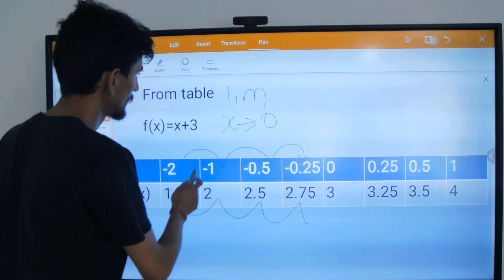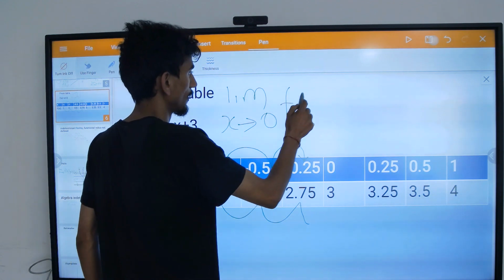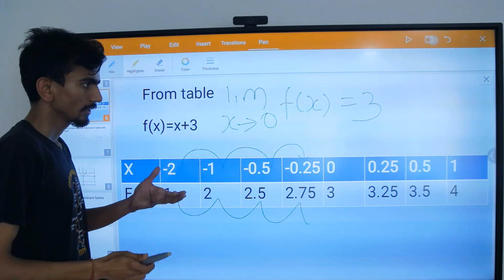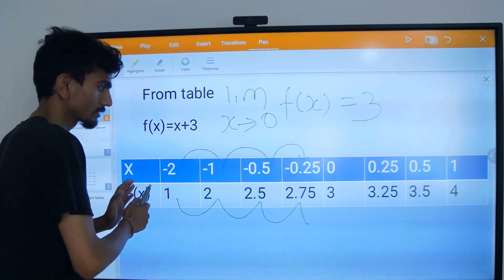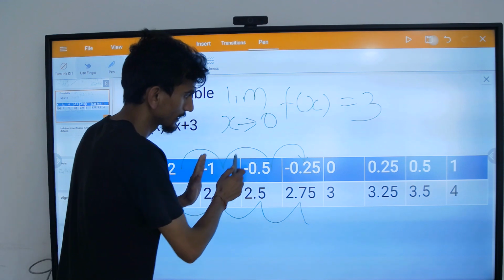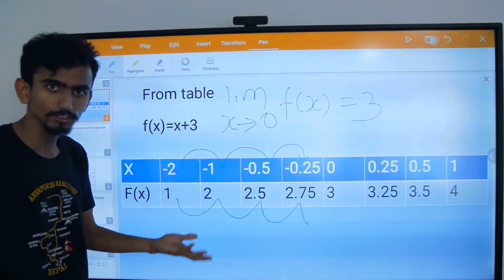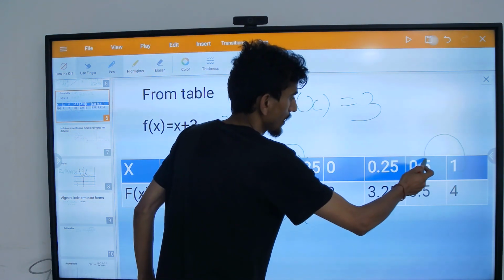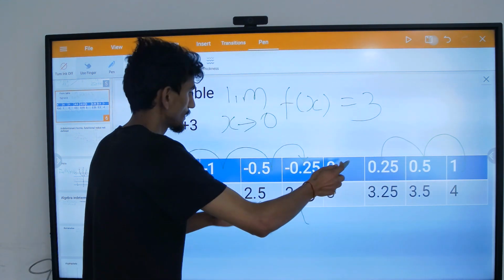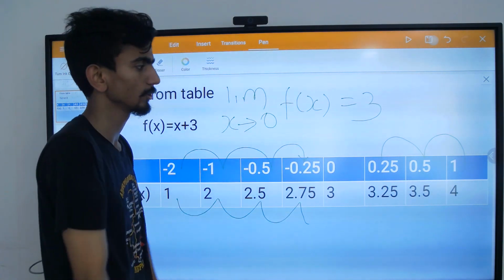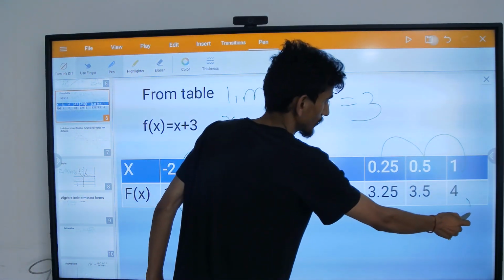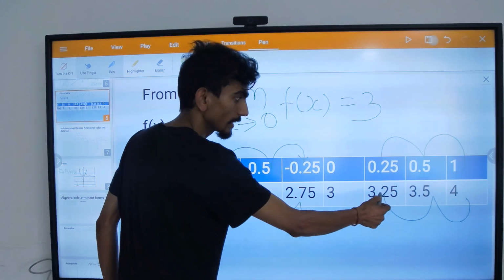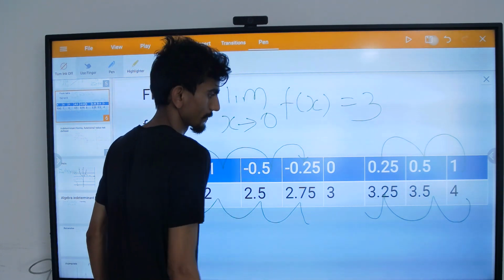So we say the limit as x tends to 0 of f(x) equals 3. Next, here you see I am increasing the value of x and getting close to 0. I can also decrease the value of x and get close to 0, right? So from 1 I get to 0.5, from 0.5 I get to 0.25, that is getting close to 0. And we see what this function is getting close to. From 4 it is getting close to 3.5, then 3.25, so it's decreasing and getting close to 3.